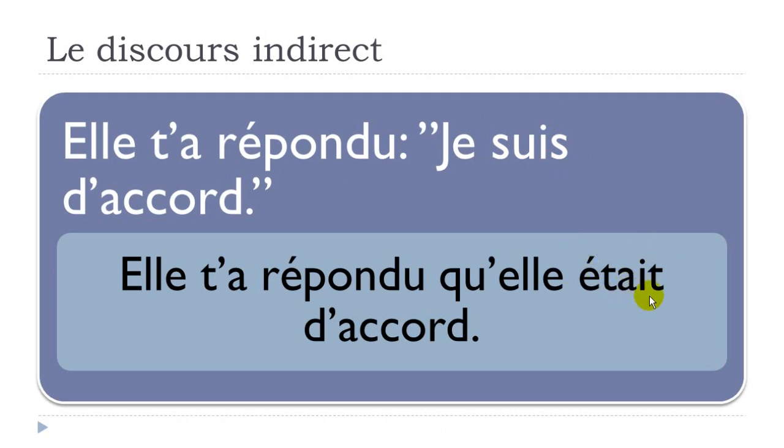That's the rule, okay? Don't think about why or how, just put it at the imparfait. And you get the sentence, elle t'a répondu qu'elle était d'accord. All right? So this is the way that you should follow if you want to make this discours indirect. In the first part you've got the past, and in the second part you've got the present form.